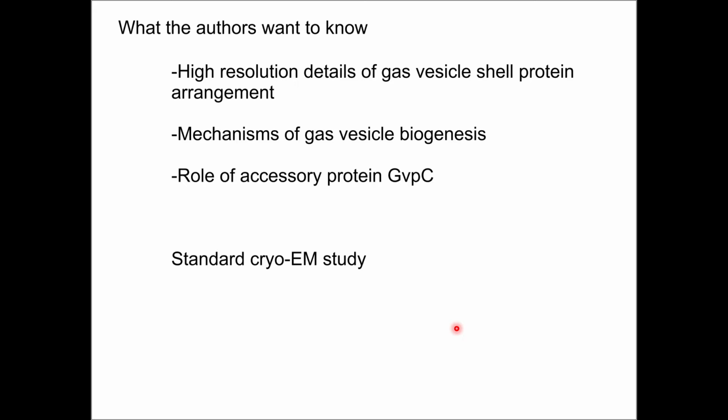Okay, so the authors wanted to know, there have been low resolution studies looking at these vesicles, but these authors wanted to take it to the next level. They wanted to see high resolution details of the gas vesicle shell protein, how it's arranged to actually make the vesicles. They were curious about the mechanisms of gas vesicle biogenesis and also the role of this accessory protein GVPC. Overall, it's just a standard cryo-EM study. There's really not much biochemistry, but the overall structure was sort of interesting. So there's enough material for them to make a paper out of just the cryo-EM work.